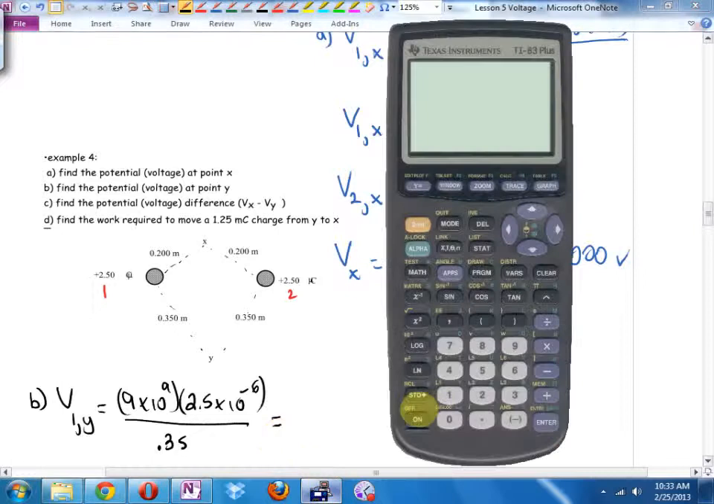This one I don't think is going to work out too evenly because 0.35 has a 7 in it, and 7 is not a nice number to do math with. Yeah, do you get 64,285.7?